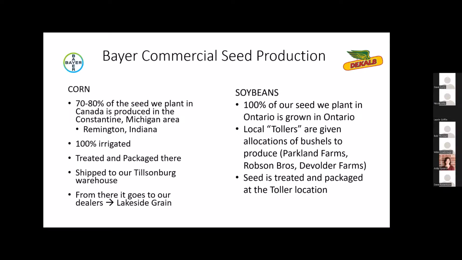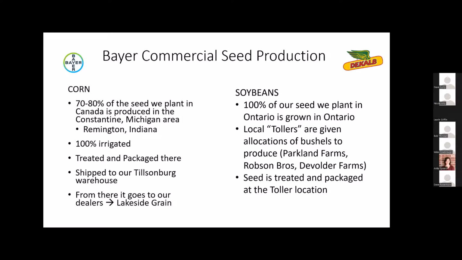All of the seed production is 100% irrigated, so that really helps in getting consistent supply and good quality. We're taking that water portion out of the weather factor. It's all treated and packaged at those sites, and then shipped to our Tillsonburg warehouse. We have a central warehouse in Tillsonburg where all the corn comes in, and then it's shipped out to the local dealers such as Lakeside from there.